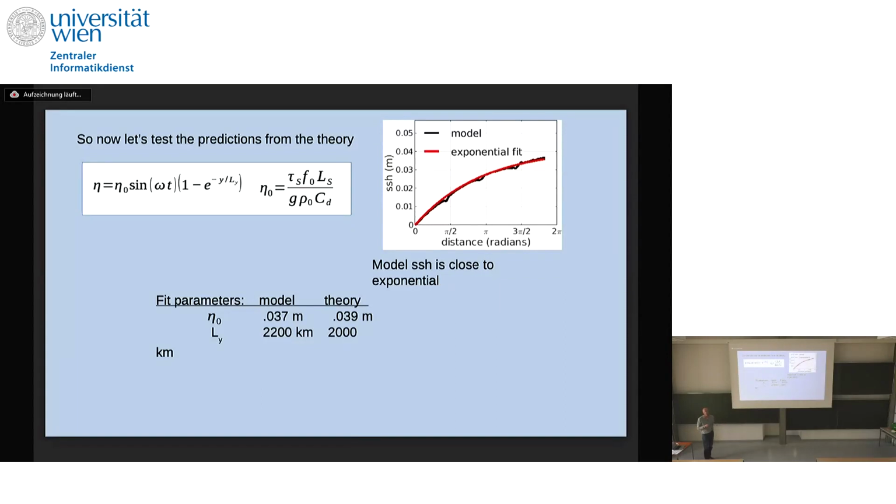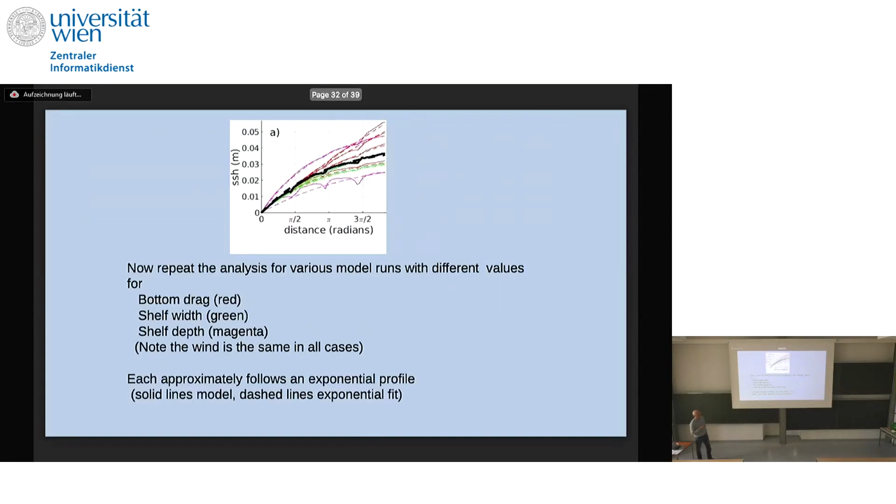But that's just one calculation. Maybe I got lucky. Maybe I was devious and designed things that way. So now I'm redoing the model with a whole bunch of different calculations. I varied the bottom drag, stronger and weaker. I varied the shelf width, wider or narrower, and shelf depth. And the wind for all of these is the same. Now, there's a whole bunch of pairs of curves here. The dashed lines are exponential fits. The solid lines are diagnosed from each numerical model calculation. You can't really tell the details, but the basic point is they're all essentially exponential.